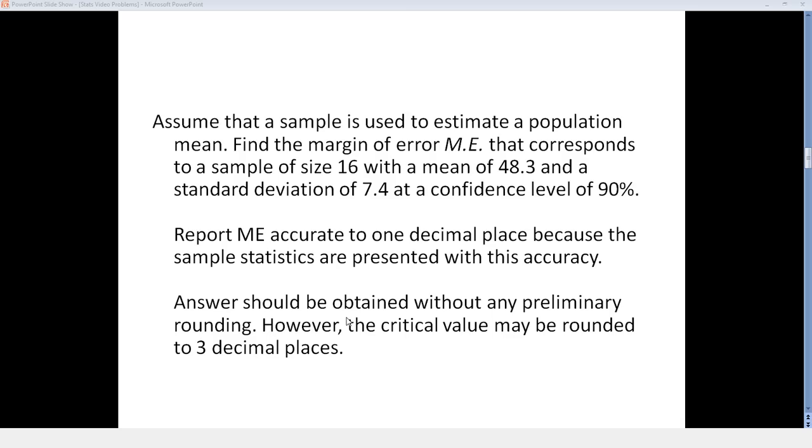We're told to report the ME accurate to one decimal place because the sample statistics, the sample mean and the sample standard deviation, are presented with this accuracy. Don't do any preliminary rounding, but the critical value may be rounded to three decimal places.